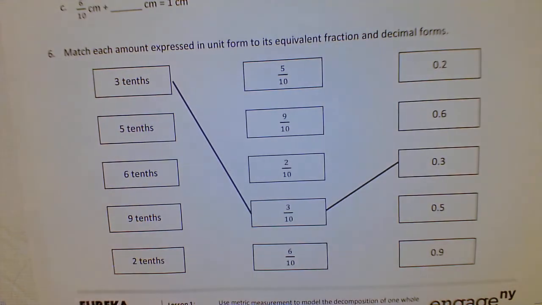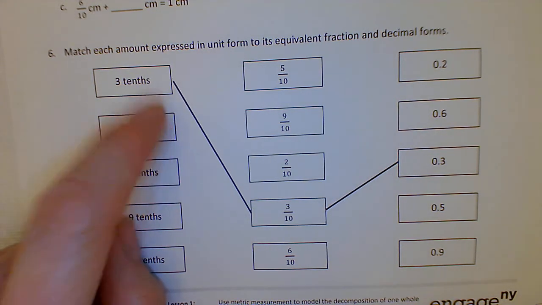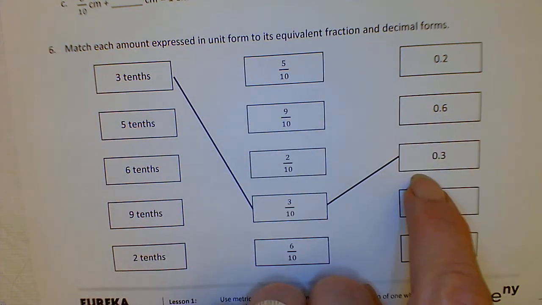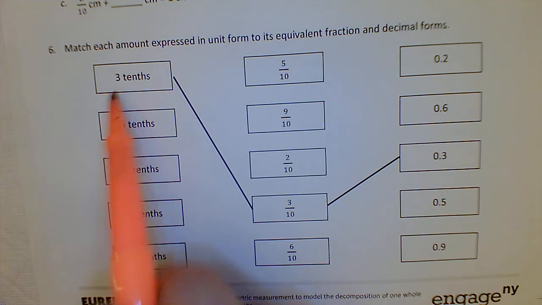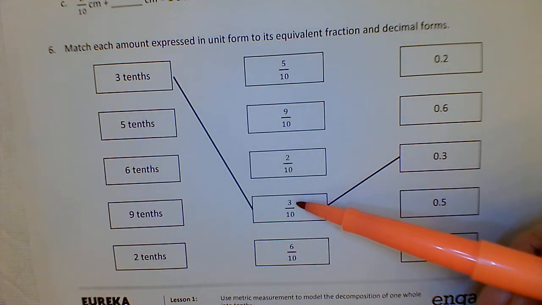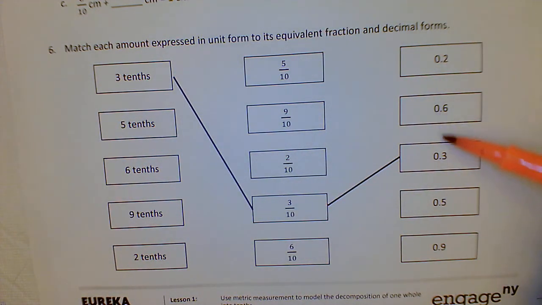So let's look at number 6. It says match each amount expressed in unit form to its equivalent fraction and decimal forms. So we have unit forms, we have fraction forms, and we have decimal forms. And you can see they did the first one for you. So here it said 3/10. So they looked down until they found 3/10. And then they looked down until they found 3/10.